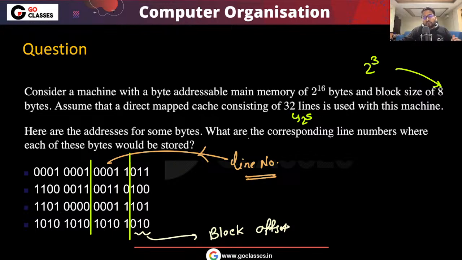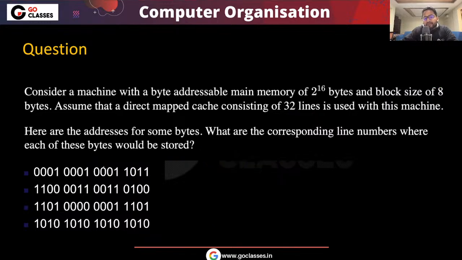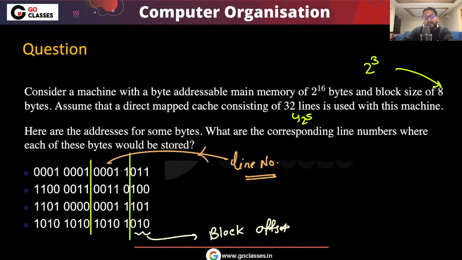Here are the addresses for some bytes. What are the corresponding line numbers where each of these bytes will be stored? Which means, what is the line number where this byte will be stored? You can tell with these 5 bits. This is I think 3, right? So with line number 3 it will be stored. This is 6, so in line number 6 it will be stored. In line number 3 again this byte will be stored.